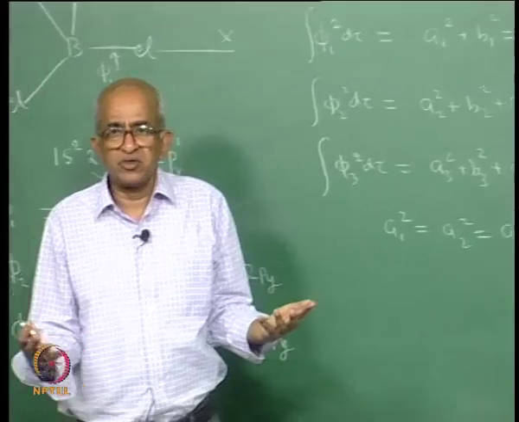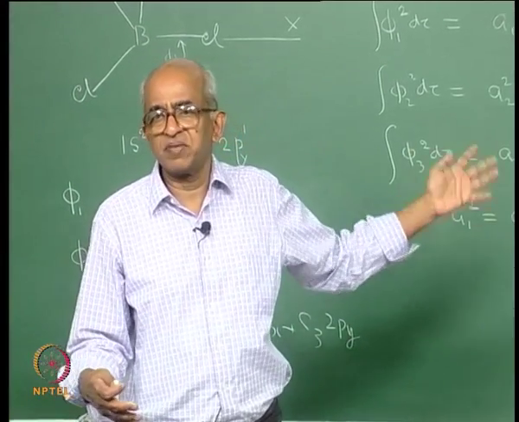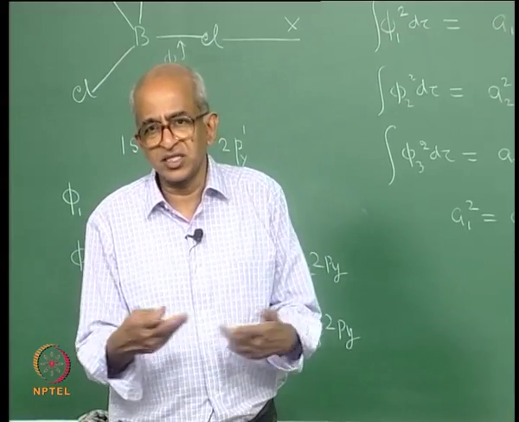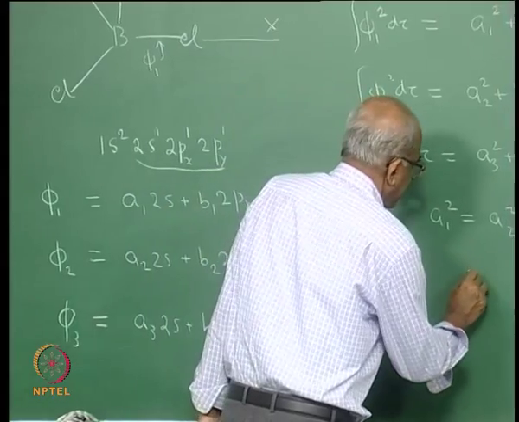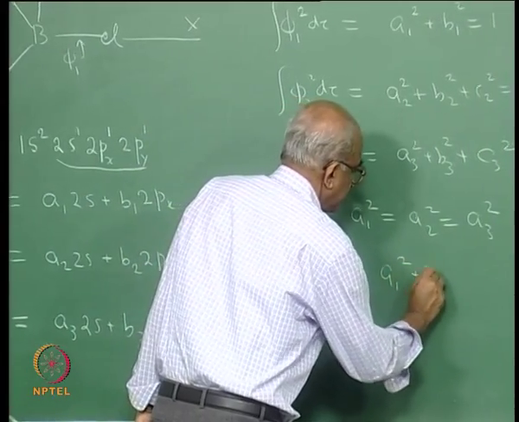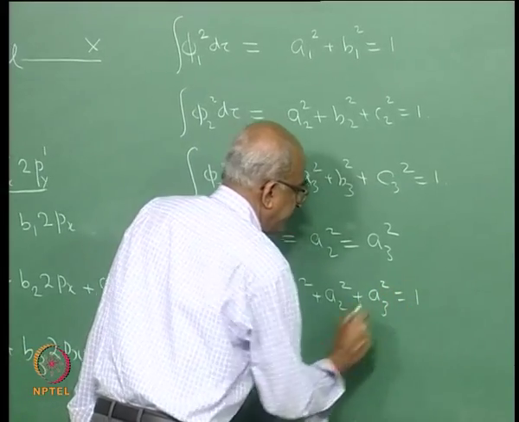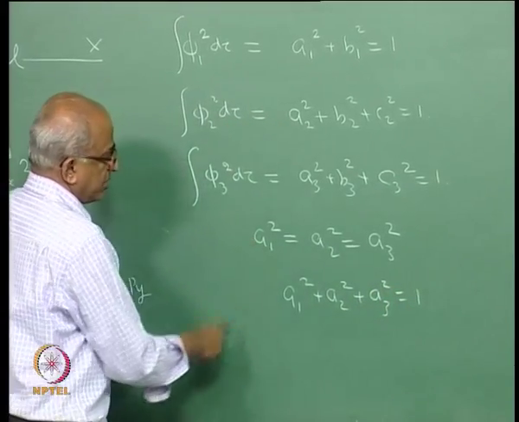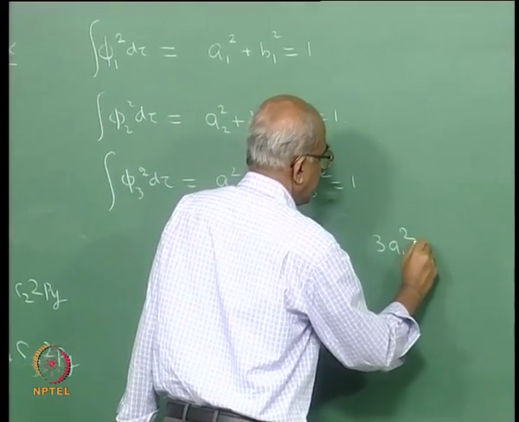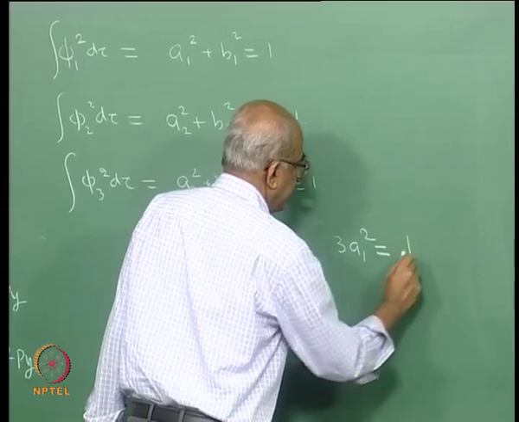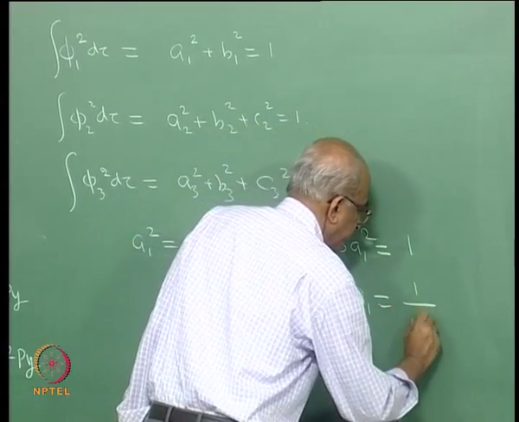I have only one s orbital. So if I added all of them up, a1 square plus a2 square plus a3 square, the answer must be 1 because there is only one s orbital. So I arrive at the conclusion that a1 square plus a2 square plus a3 square must be equal to 1. And these two together immediately tell me that 3 a1 square must be equal to 1, implying that a1 can be taken to be 1 by square root of 3.